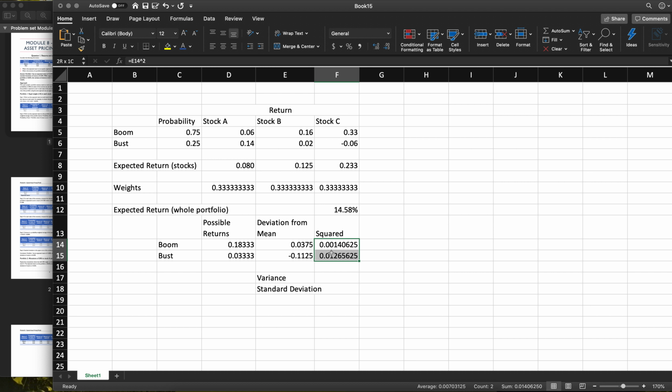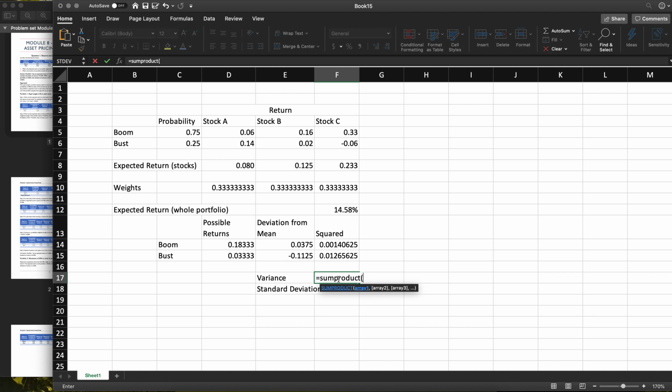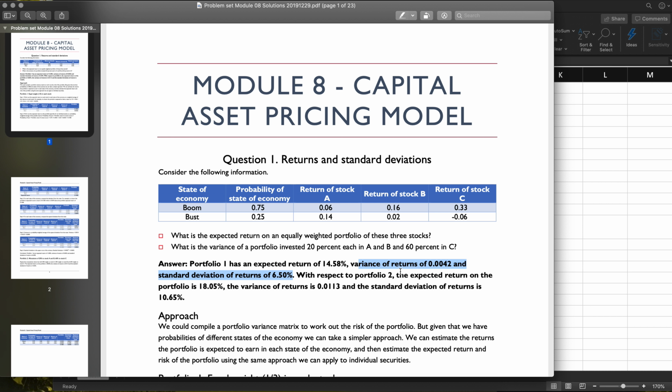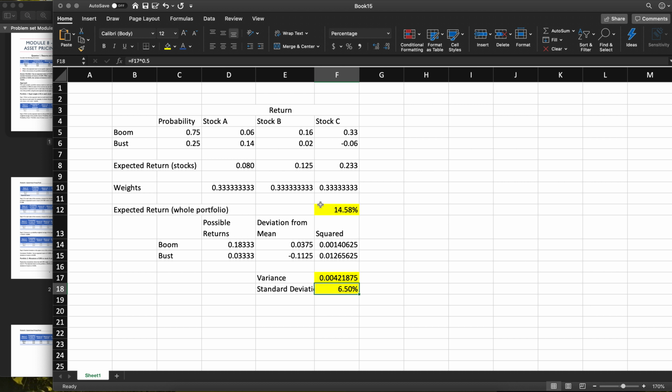So our variance is going to be the weighted average of these squared terms. This is sort of the baby variance. So sum product of that and the probability. And the standard deviation is going to be that to the power of 0.5. So let's put that in percent terms just so it's easier to see. I'm going to highlight the variance, and highlight the return. 14.58, variance of 0.0042, and standard deviation of 6.5. So that's our solution for that.